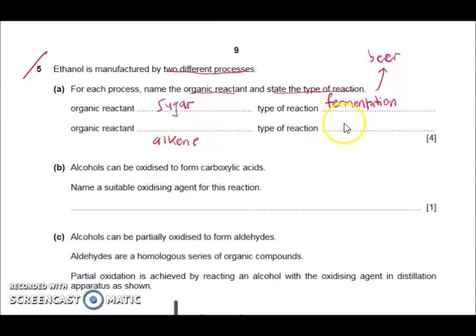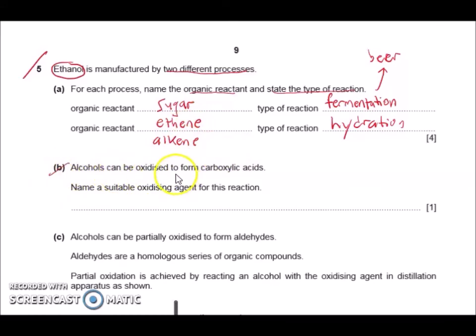Another organic reactant is under the alkene group. For this alkene, the type of reaction is hydration. They add water to this alkene. So here they mention ethanol, so here should be ethene.